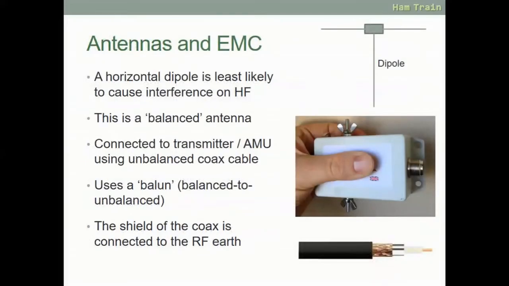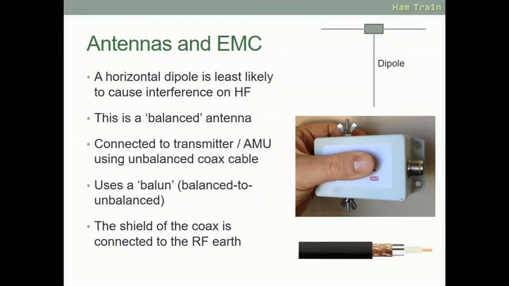Antennas and EMC. A horizontal dipole is least likely to cause interference on HF. Because this is a balanced antenna, it's connected from the transmitter or antenna matching unit using unbalanced coax cable, and uses a balun to balance out the signal. And the shield of the coax can be connected to an RF earth. For HF, a horizontal dipole is the least likely to cause interference.